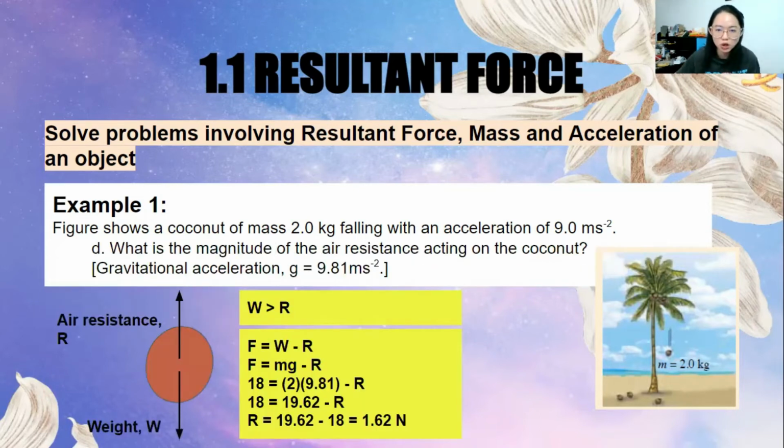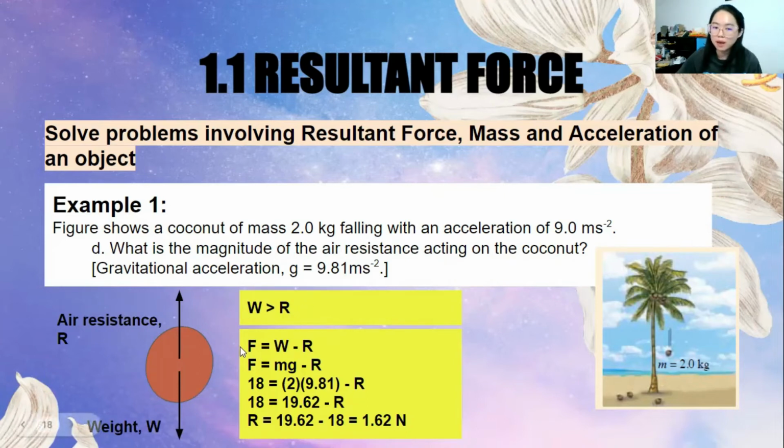Okay, next one, last one. What is the magnitude of the air resistance acting on the coconut? I'm sorry, I showed the old answer here. I'll go one by one. So this is your diagram. As the object is falling down, I know that my W is greater than my R. It's always like that: when the thing is going down, W is greater than R. If the thing is moving up, R will be greater than W. So that's the concept.